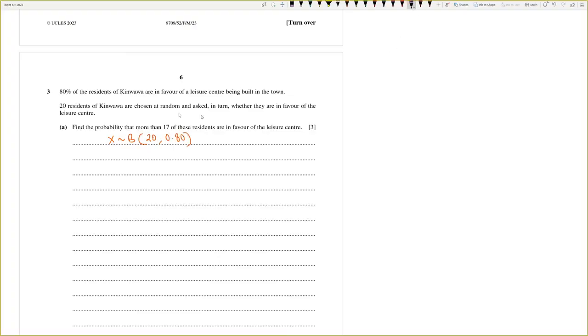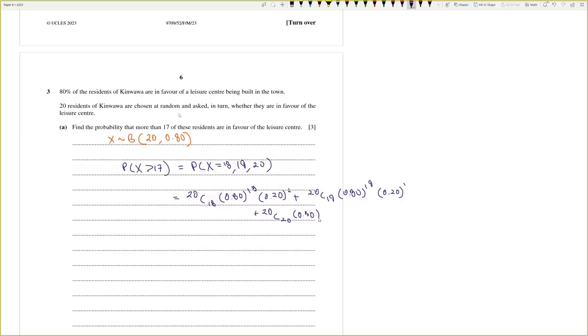So essentially, more than 17. What does that mean? P(X) is greater than 17 people. So that means P(X=18), 19, and 20. Okay, so what is that exactly? 20C18 times 0.80 to the power 18 times 0.20 square plus 20C19 times 0.80 to the power 19 times 0.20 to the power 1 plus 20C20 times 0.80 to the power 20 multiplied by 0.20 to the power 0. Okay, so this is the working.